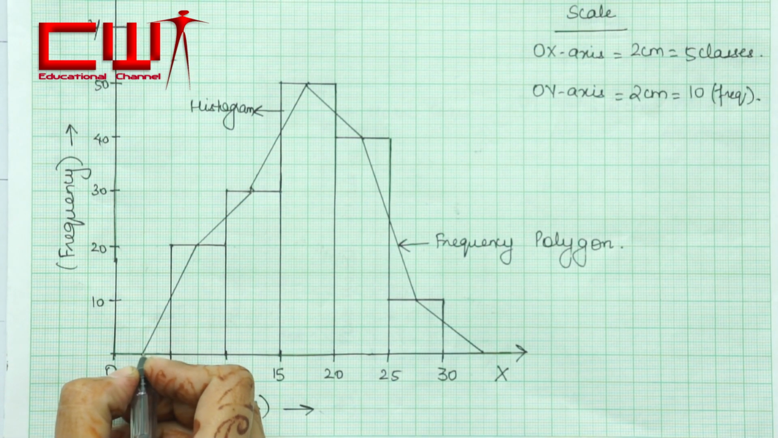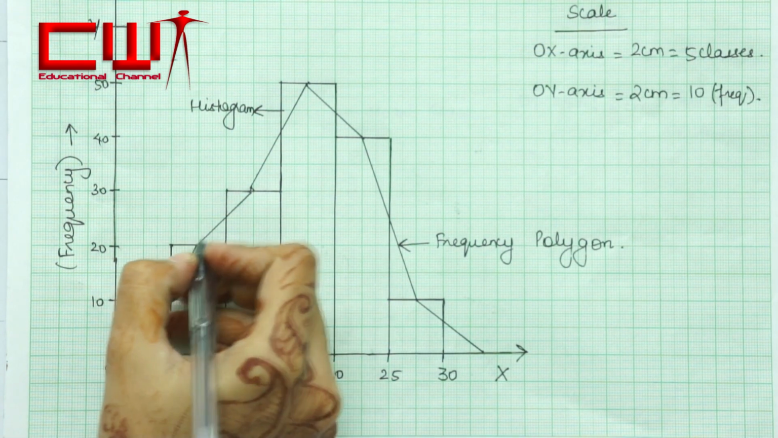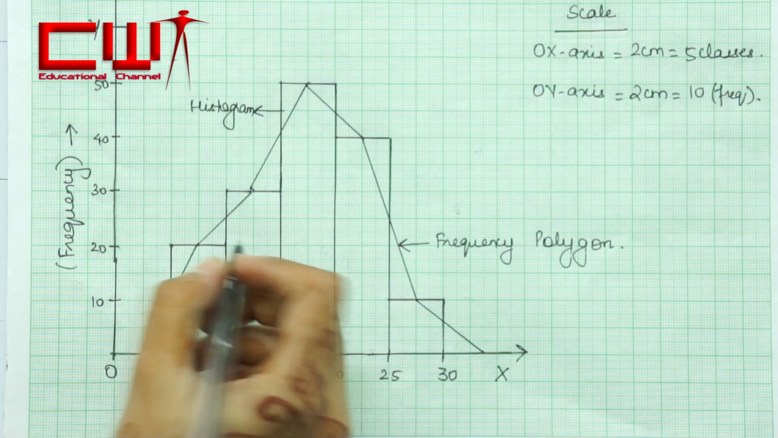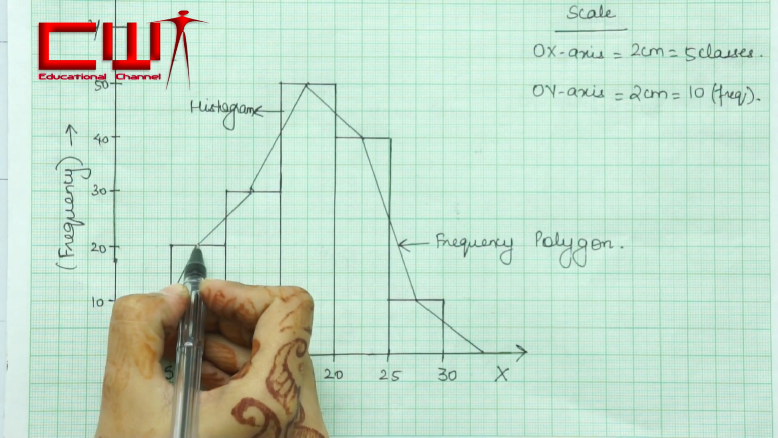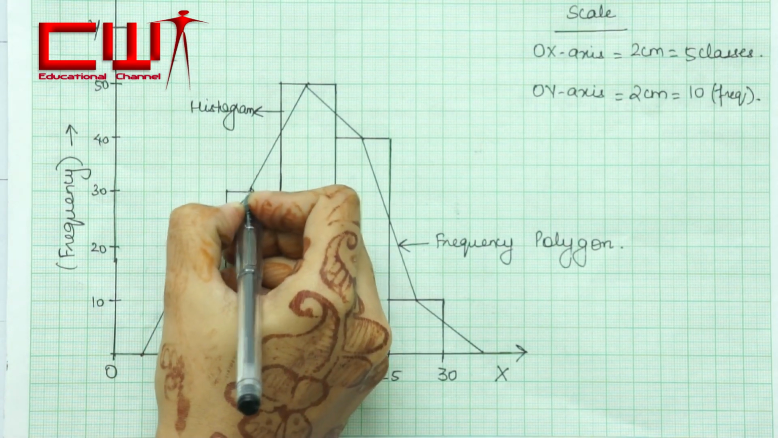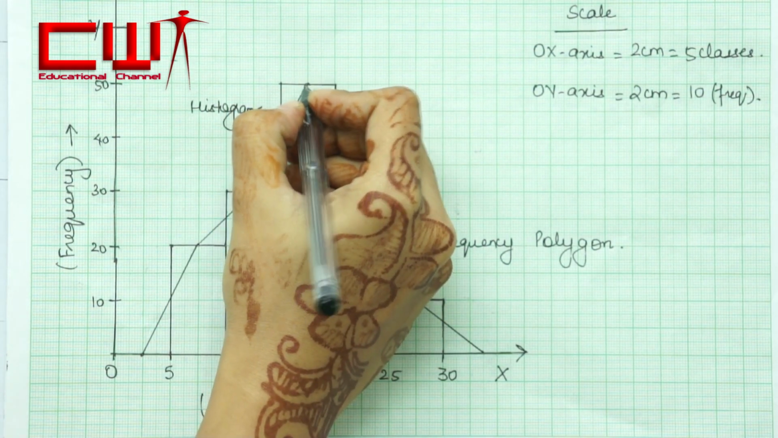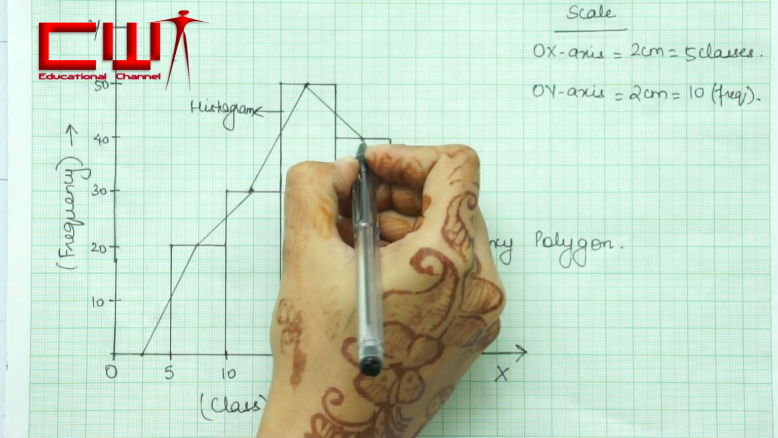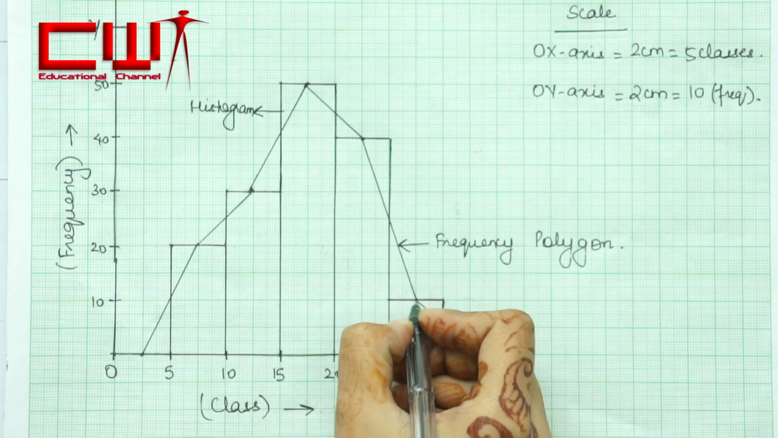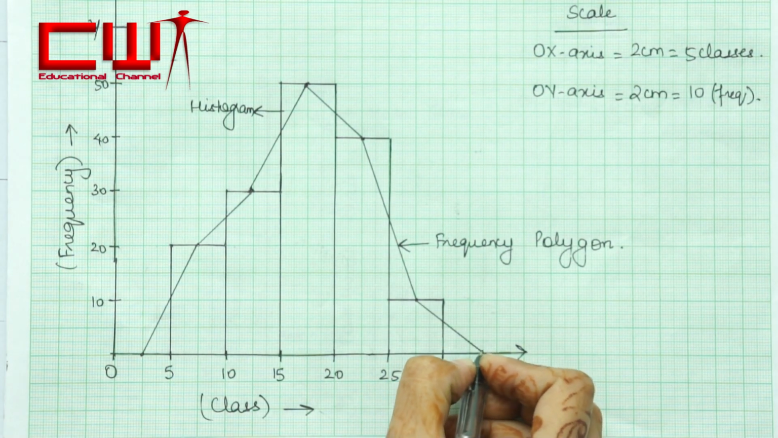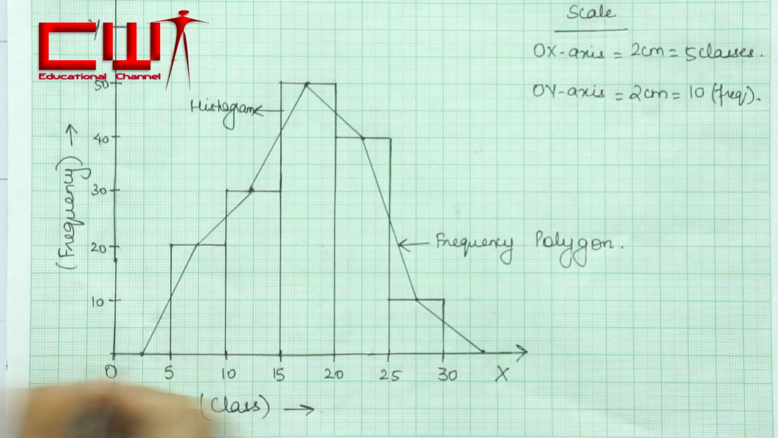You will see the middle points of the histograms. This is a line. You see the middle point is this. Here the middle point is this. You see the middle point here. Mark all the middle points that are in the histogram and the next series. See, middle point here and the middle point here.